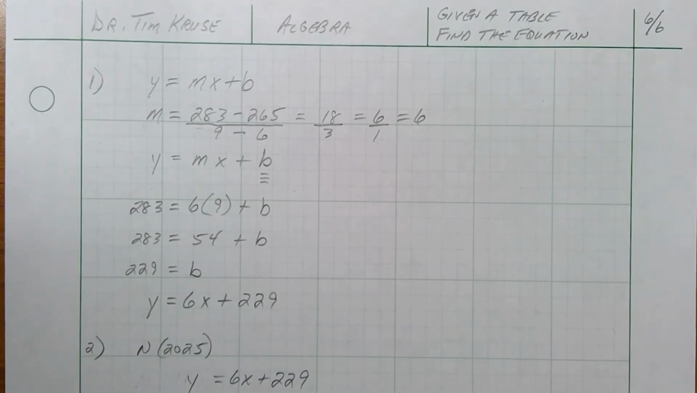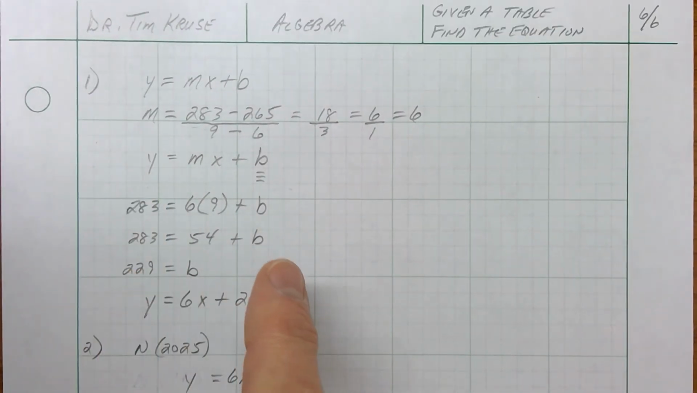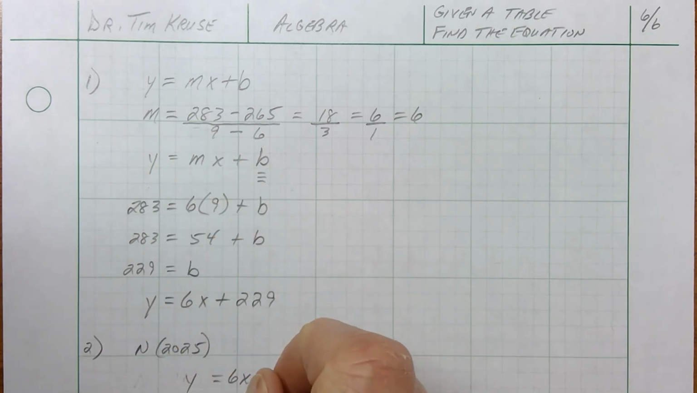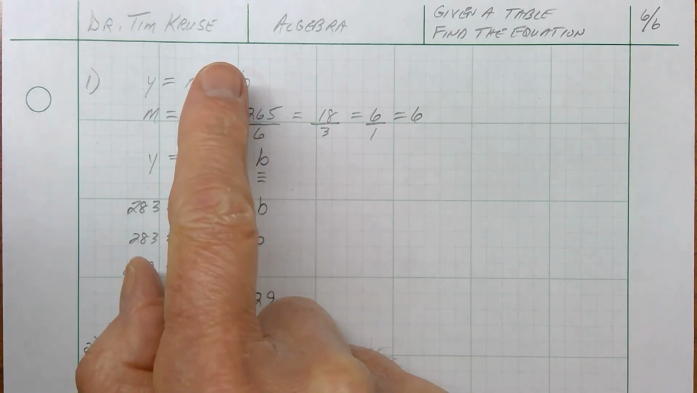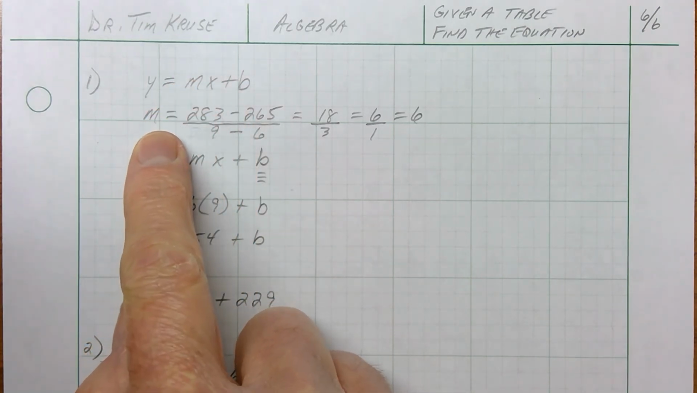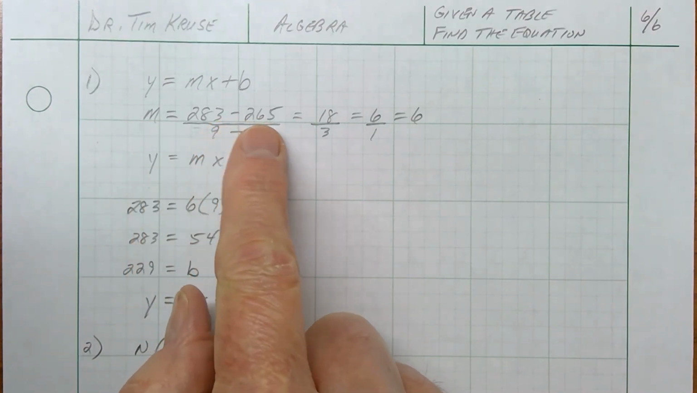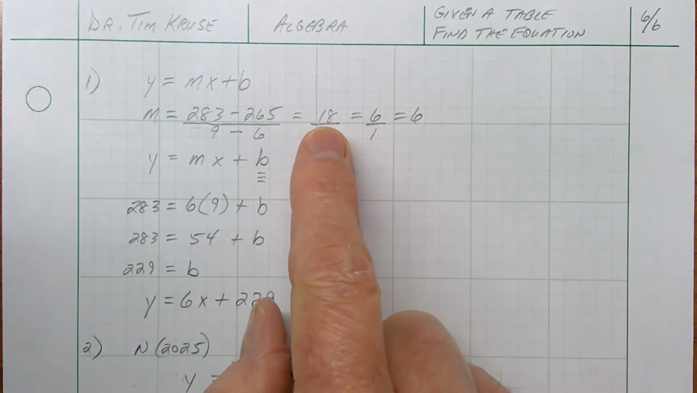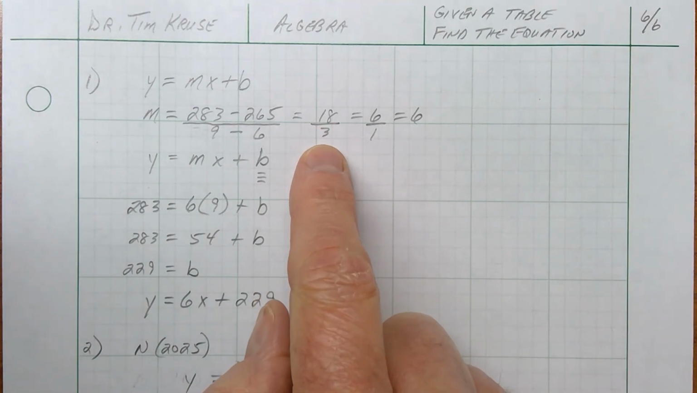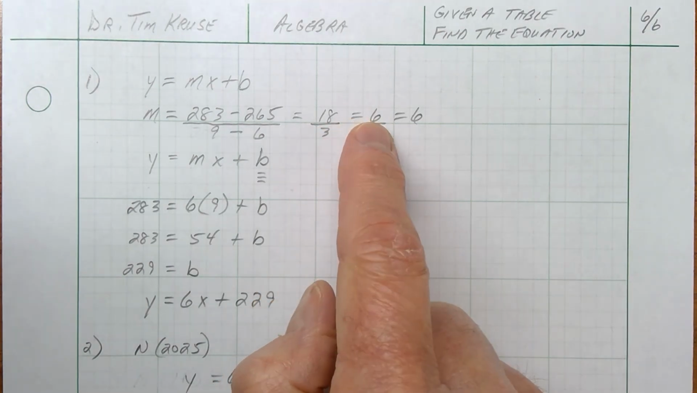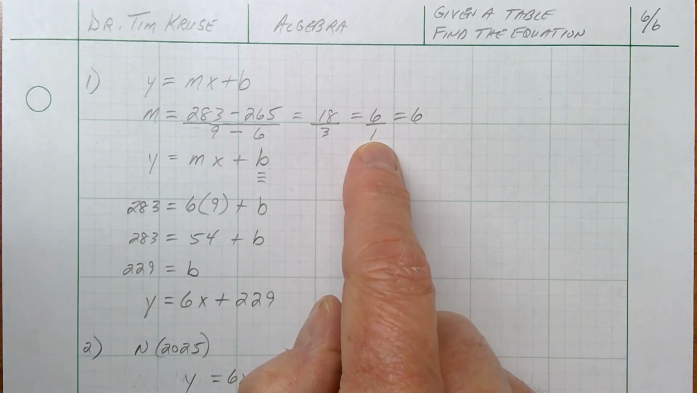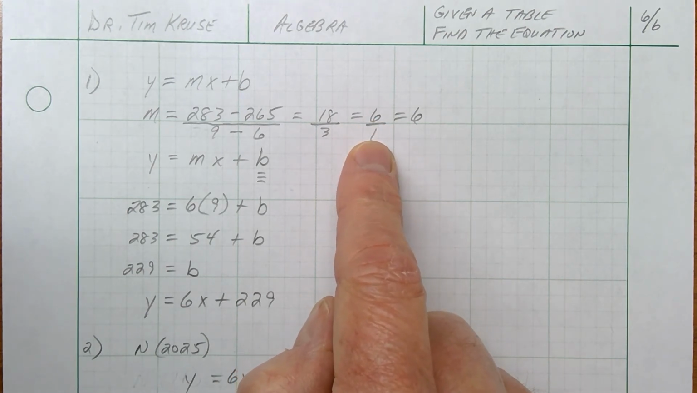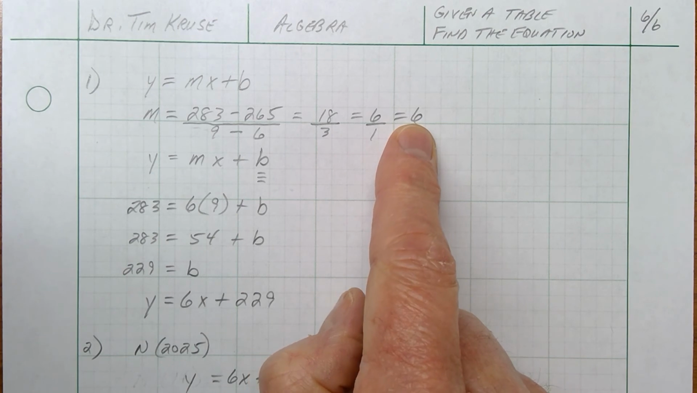All right, I'm hoping you paused the video. Number 1, we have to come up with an equation. You can use your calculator if you want to. Doing it by hand, first we have to find the slope. Here are the numbers I chose out of the table. I got a slope of 6. That means it's going up 18 students every 3 years, or 6 students every 1 year. So it's going up 6 students per year. In the equation, we're just going to write 6.